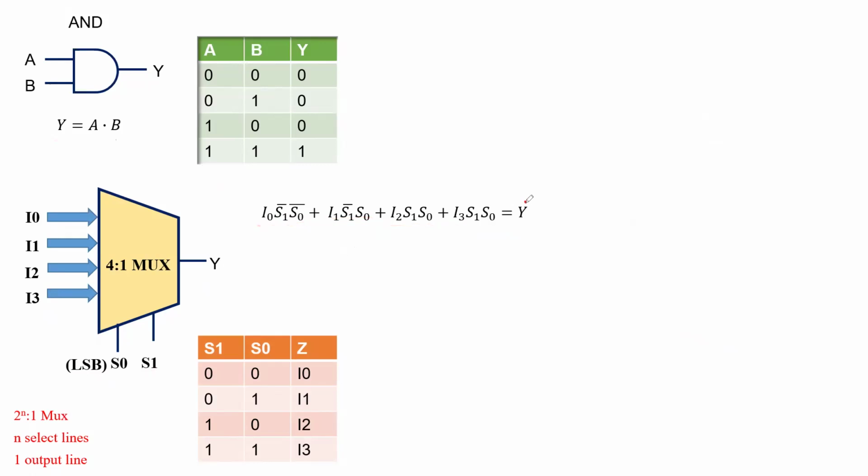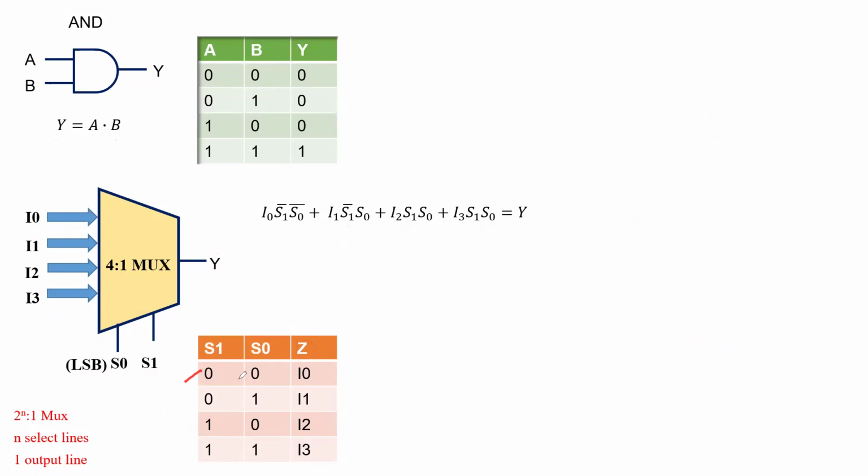Now here is the Boolean equation for the 4 is to 1 mux, where we see that the output is true if any of these product terms is true. Here is a truth table where the output is Z, but we have seen Y here. So let us say this is called Z.